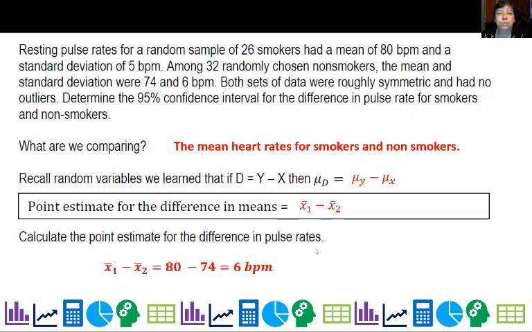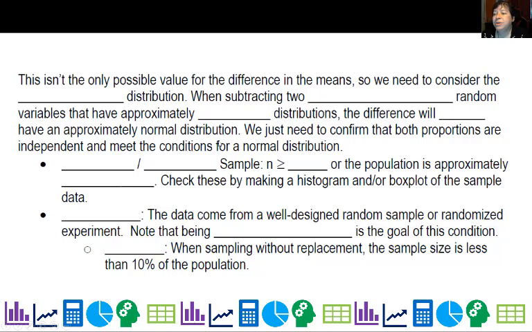But again, there's a variation, so this isn't exactly right. There isn't only one possible value for the difference, so we have to consider the sampling distribution. When subtracting two independent random variables that have approximately normal distributions, the difference will also have an approximately normal distribution. So we just need to meet some conditions.